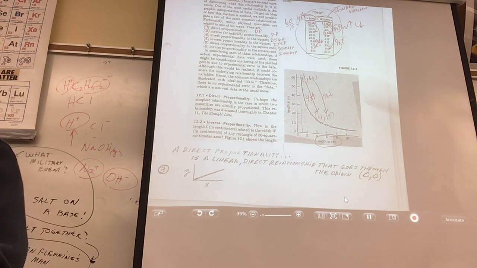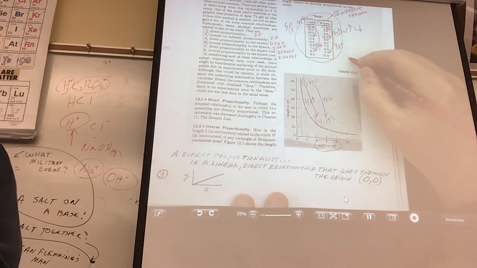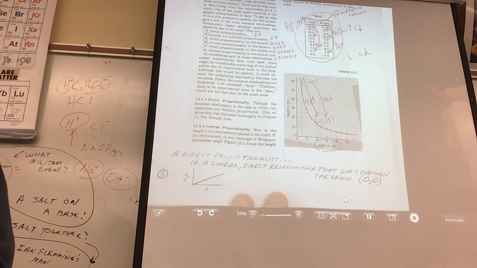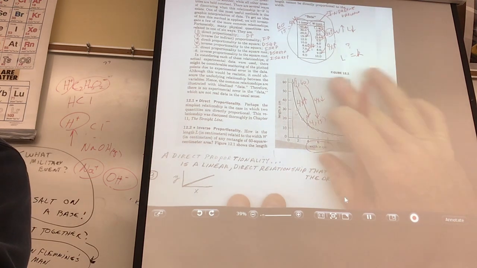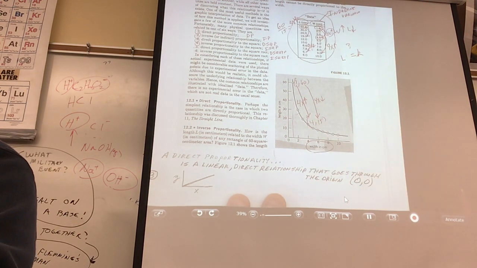As a matter of fact, let's try this. All right, here's my question mark. If length and width are inversely proportional, how do I draw the equation? So here's my question mark. If it is an inverse proportionality, what do I think the equation is going to be?